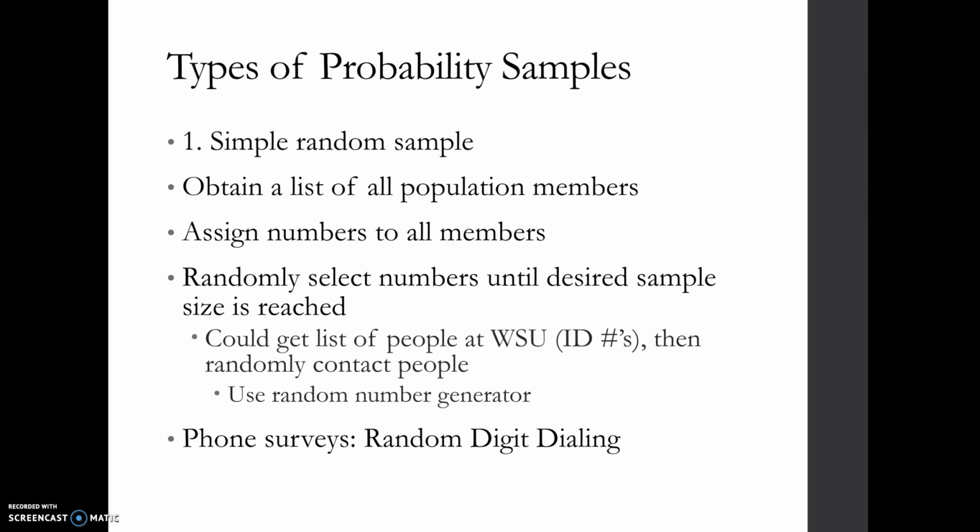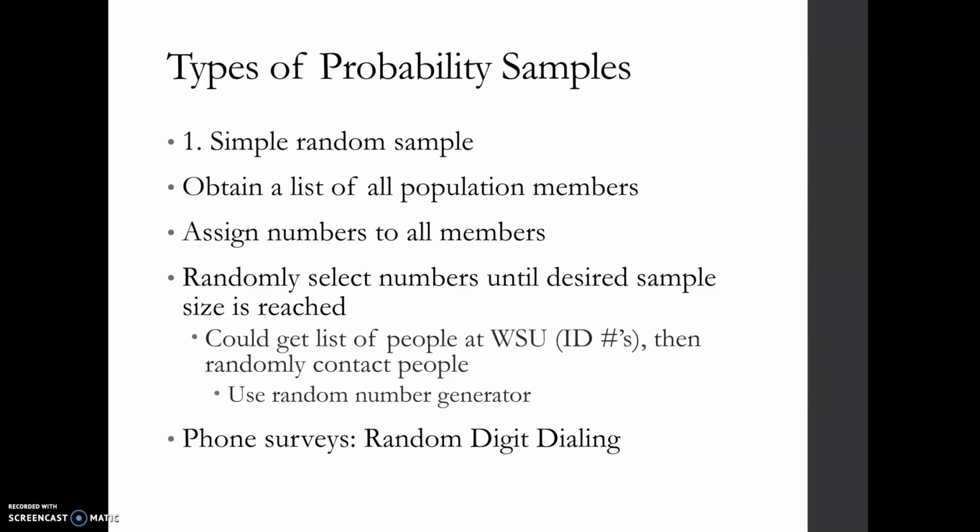I got my PhD from Washington State. So if I want to study my old school, I will get the list of people there, all the students, their IDs, and I will number all of them. And then I use a random number generator. Every time I click enter, it will give me a number. I will select that person, contact that person, and then keep going until, let's say, I hit the random number generator 30 times. I got my sample size of 30. So you can do that.